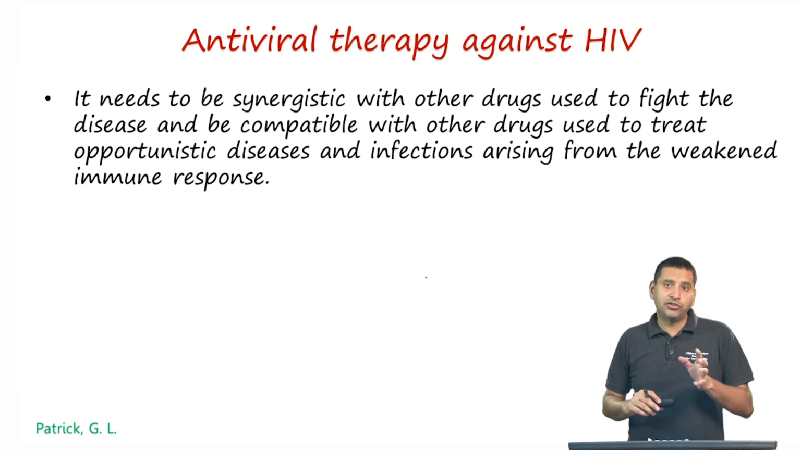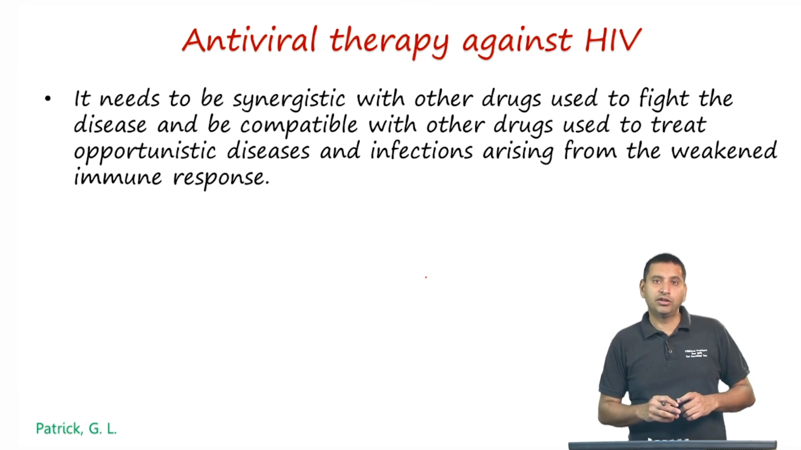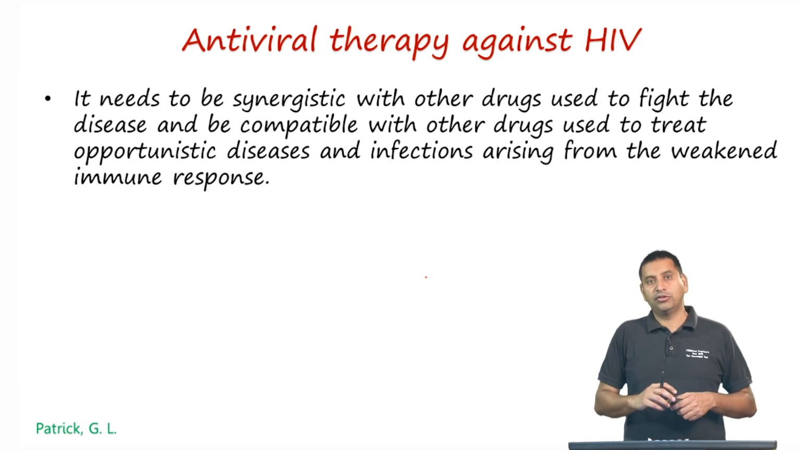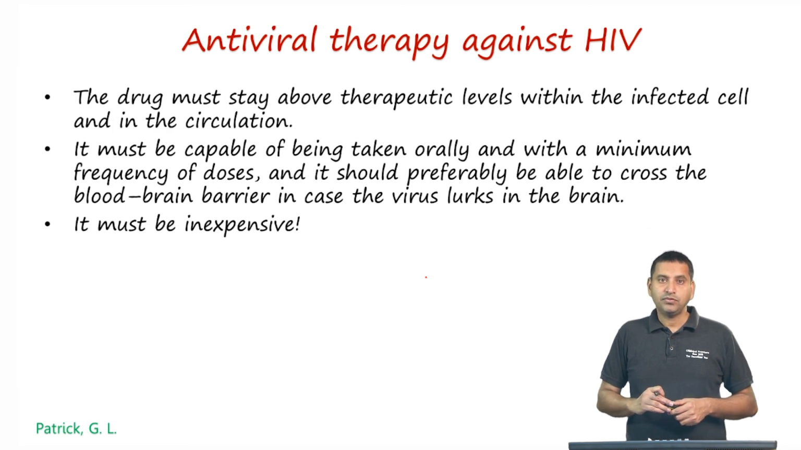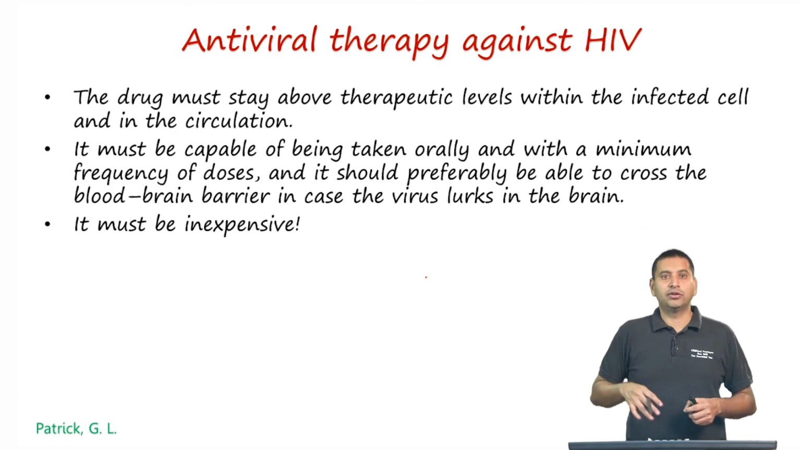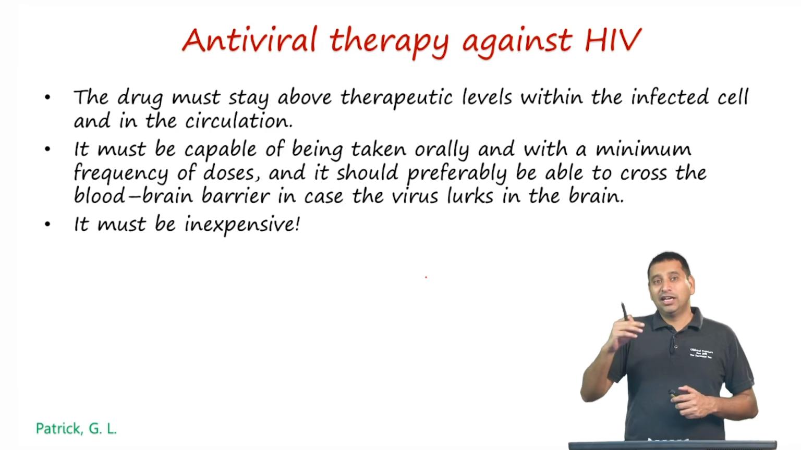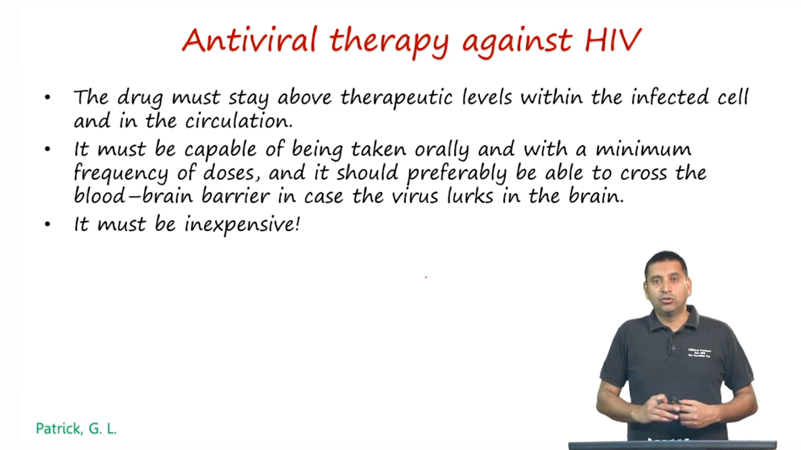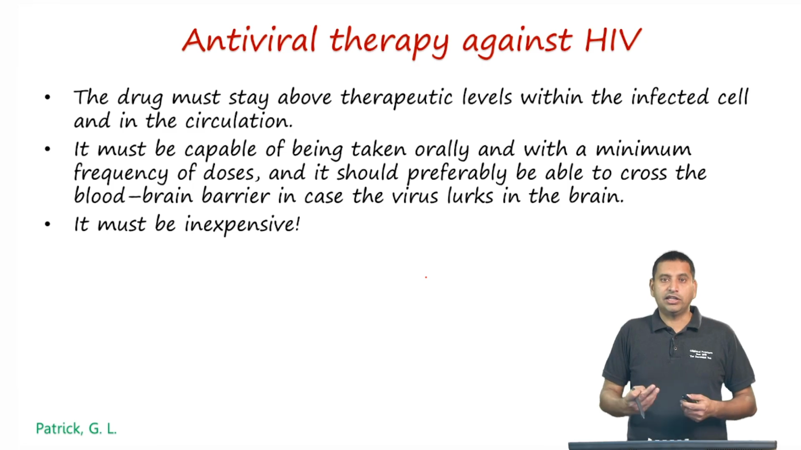Then it also needs to be synergistic with other drugs, because we are going to give a combination of these drugs. It should be synergistic with them and compatible with the other drugs used to treat the opportunistic diseases and infections arising from the weakened immune response. The drug must stay above the therapeutic levels within the infected cell and in circulation, and it also must be capable of being taken orally with a minimum frequency of doses. It should preferably be able to cross the blood brain barrier in case the virus lurks in the brain. And lastly, it must be inexpensive. So, developing a new drug for HIV is actually quite challenging.